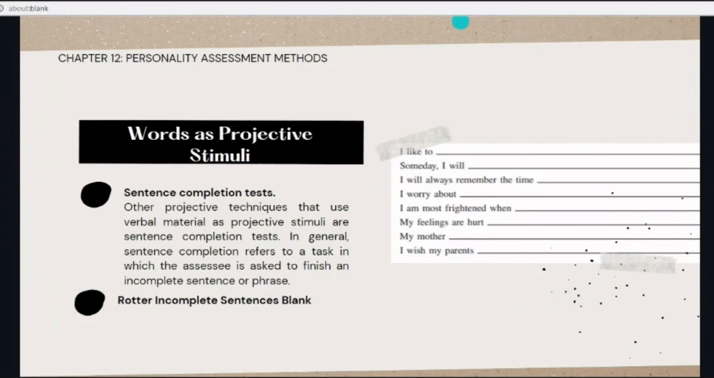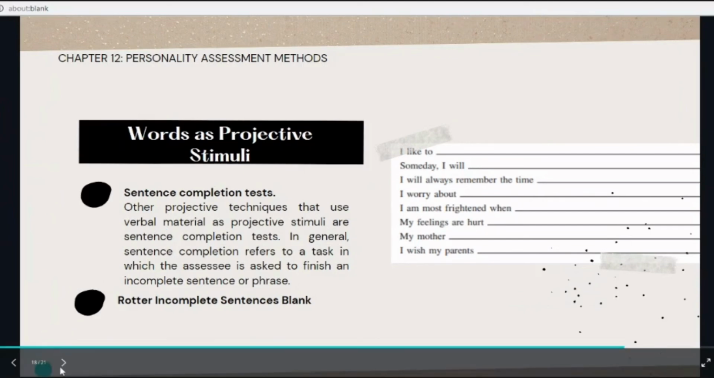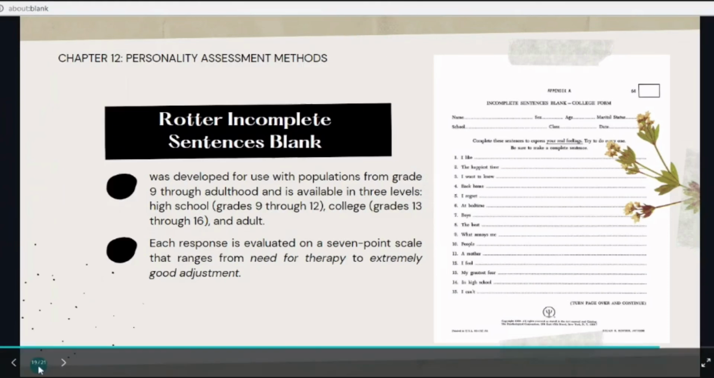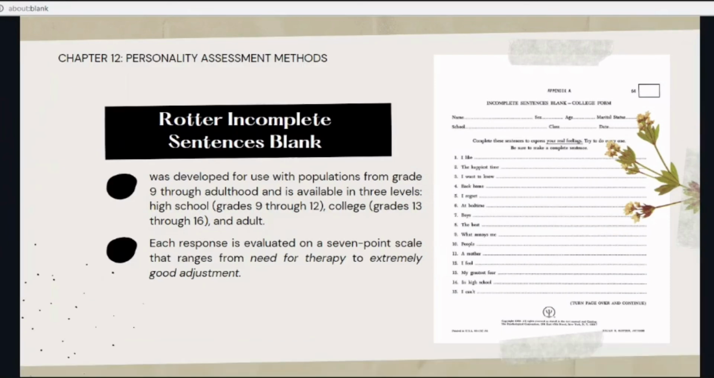So another example of words as projective stimuli is the Rotter Incomplete Sentences Blank. So the Rotter Incomplete Sentences Blank was developed for use with populations from grade 9 through adulthood and is available in three levels. High school, grades 9 through 12, college, grades 13 through 16, and adult. So each response is evaluated on a 7-point scale that ranges from need for therapy to extremely good adjustment. Same lang siya og thoughts sa akong example ganina. So you are given the first words of the sentence tapos ikaw na bahala mag-complete ato na sentence.